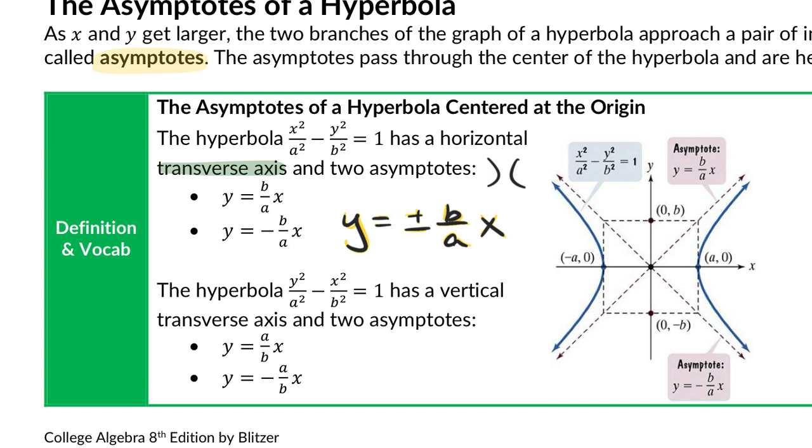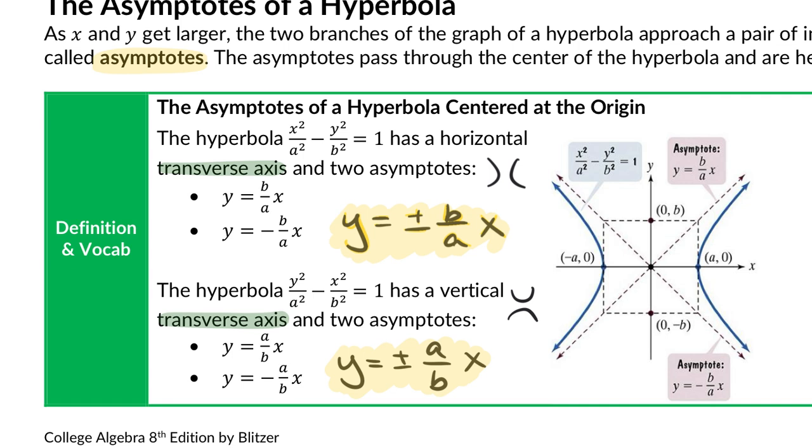If you have a hyperbola whose transverse axis is vertical, meaning you have the up and down bowls, your formula for the asymptotes becomes plus or minus A over B times X. And again, all of this stuff is very, very similar, so it's going to be important that you really make good notes here into what to use when.